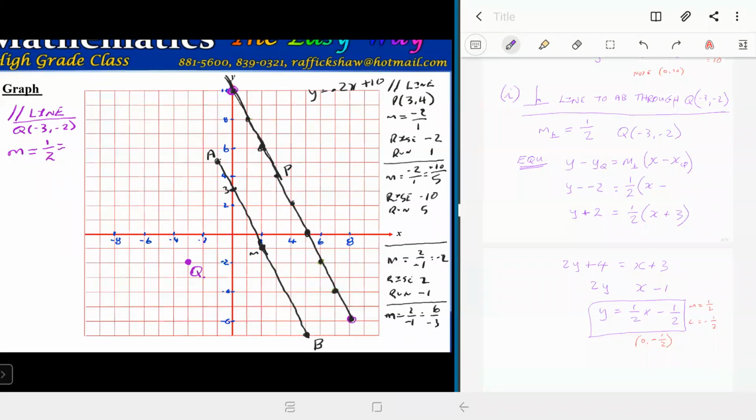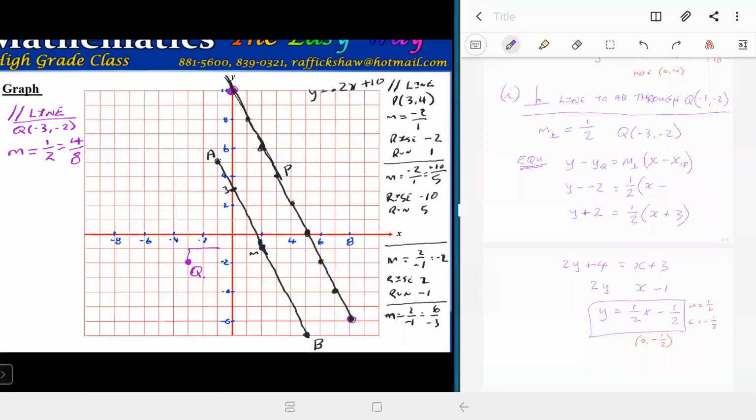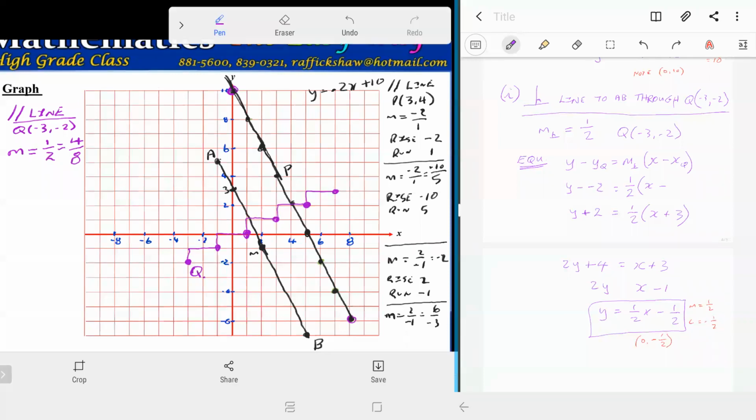We can do 4/8, still a half. So we can rise 4, run 8. You can do rise 1, run 2. Now look, from Q, rise 1, run 2, you get that. Rise 1, run 2, you get that. You can do that and get all those points now.